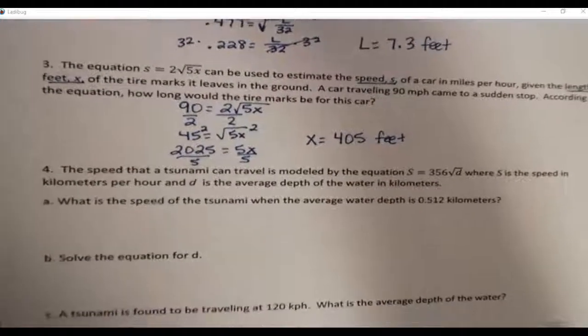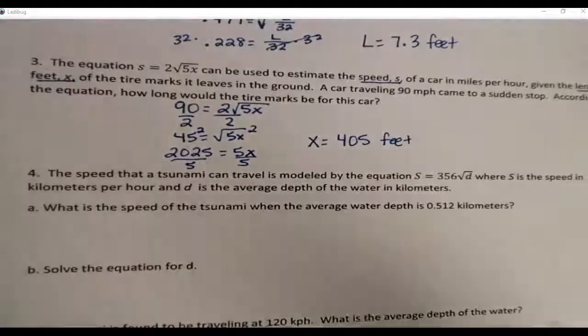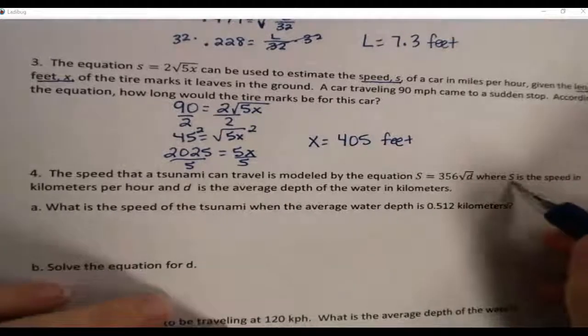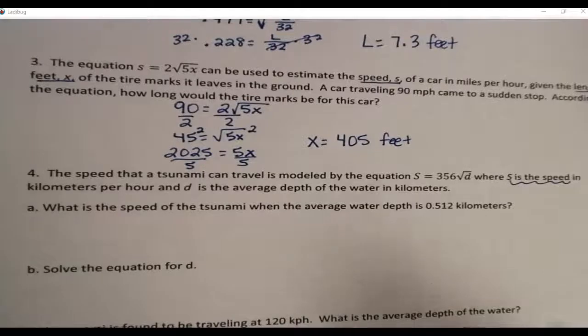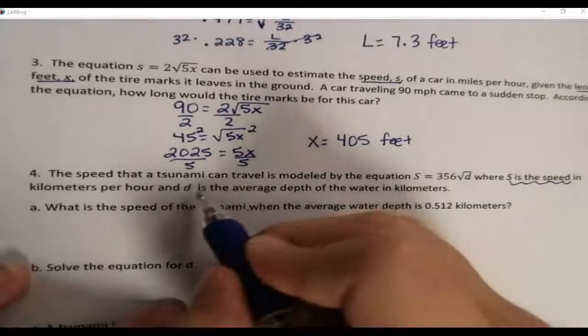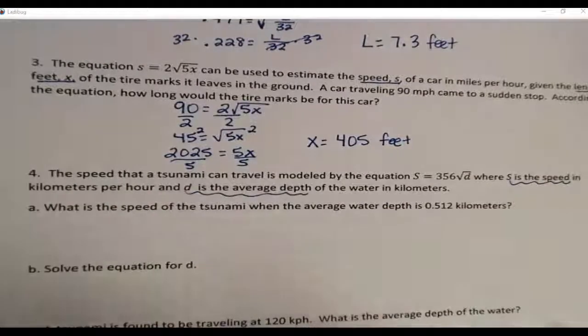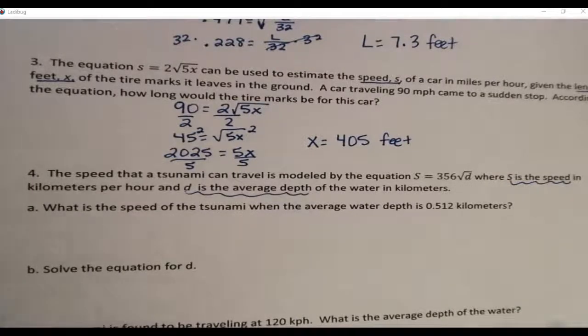Alright, one more. Let's look at 4. So 4 says the speed that a tsunami can travel is given by this equation, where S is the speed in kilometers per hour, and D is the average depth of the water. Okay. So part A, we want to know what is the speed of a tsunami when the average water depth is 0.512. So I've got the depth is 0.512. So do I plug that in for S or D?